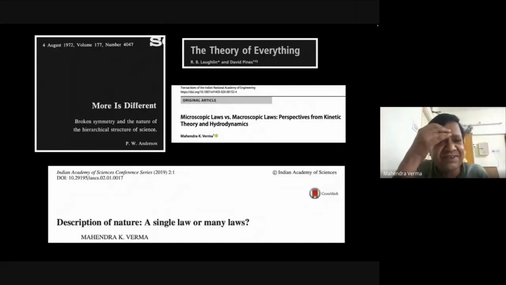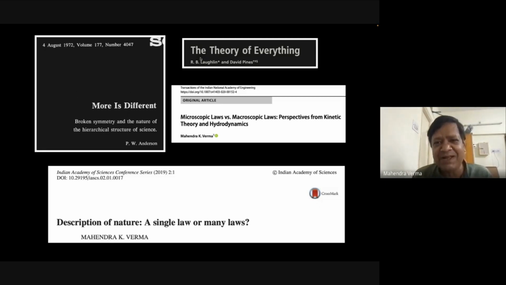Now, these are some references. Some of these papers are very famous, like More is Different. This is by Phil Anderson. And he's telling that broken symmetry in condensed matter physics, like a phase transition, involves broken symmetry. From gas to liquid, there is a symmetry change, and that is not explainable purely from microscopic description. Broken symmetry itself is a fundamental description of nature, but that's at a different level.